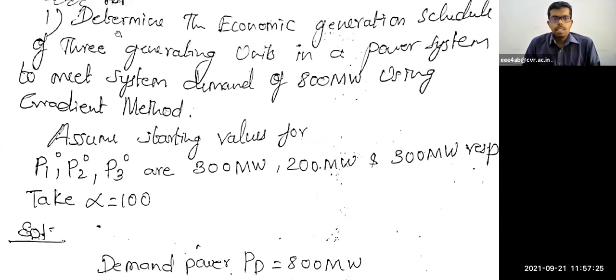Today we are going to see about economic load dispatch by using the gradient method. Already we have seen the algorithm in the previous class. Now we are going to solve a problem so that you can better understand how the complexity is being reduced by choosing this kind of method, that is gradient method. So take on this problem.